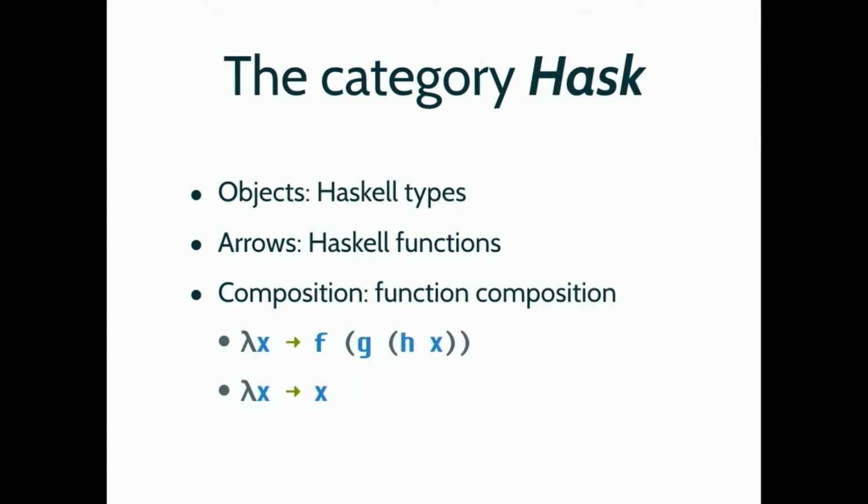So the category that we just looked at is the category Hask, the category of Haskell types and Haskell functions. The objects in that category are the Haskell types. The arrows between the objects are Haskell functions. They have a source type and a destination type, right? So they're directed arrows. And composition is ordinary function composition, which is associative because the implementation of f compose g compose h is lambda of x, f of g of h of x. And the identity is lambda of x goes to x, right? So the identity function.